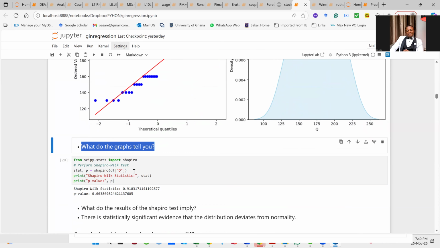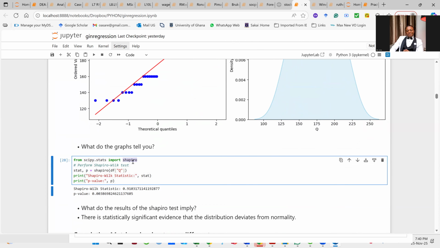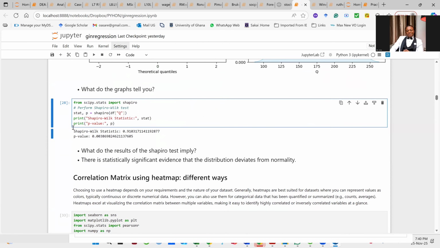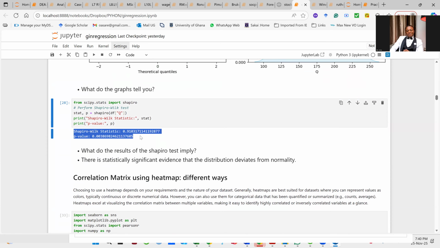So to check for normality, you have to use the Shapiro test. That is the next question. So we run the Shapiro test here. Run this command, and when you run it, you'll get this Shapiro statistic. That's what you get. You will see that the Shapiro test statistic is 0.91, and the p-value is less than 5%. Now here is a rule. Write it down.